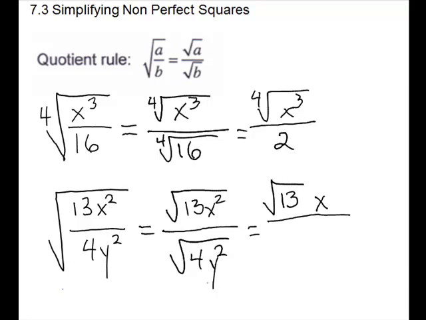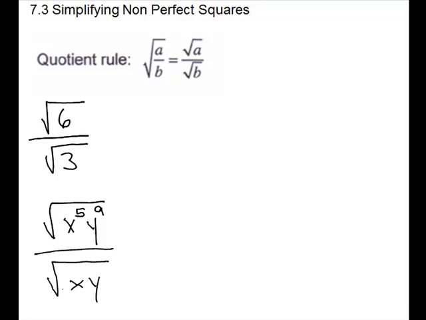For our denominator, these are both actually perfect squares. The square root of 4 is 2, and the square root of y squared would be just a y. And that is simplified form.